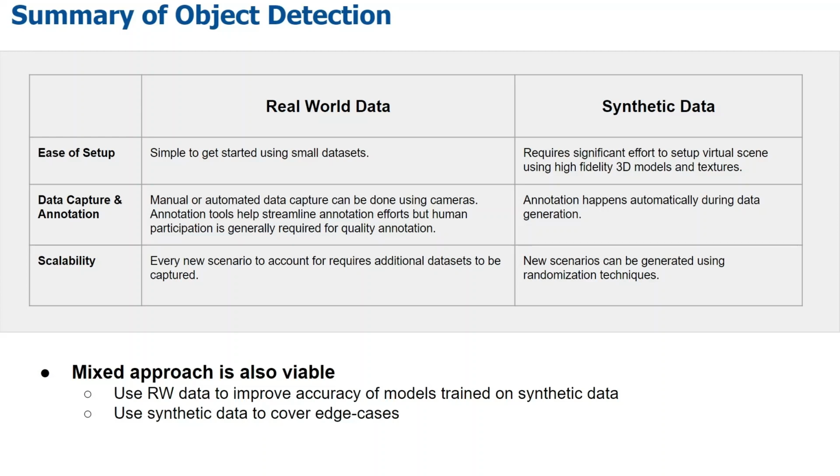A key takeaway here is that your object detection models will only be as good as the data you feed into them. Keep the guidelines we've covered in mind to ensure you have high-quality data which can be used to train high-quality models.